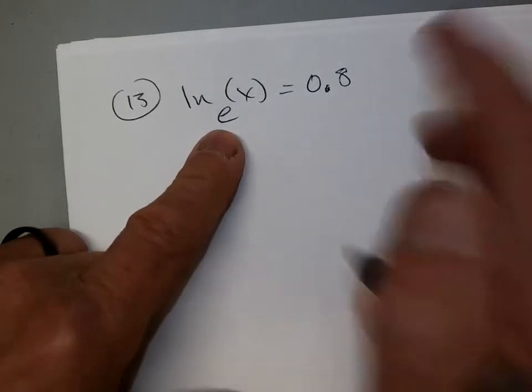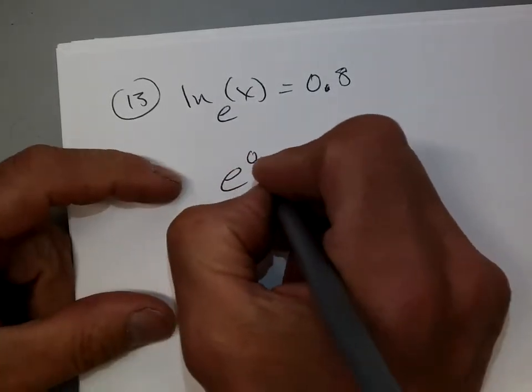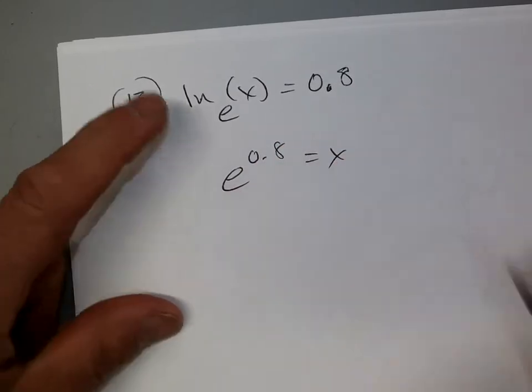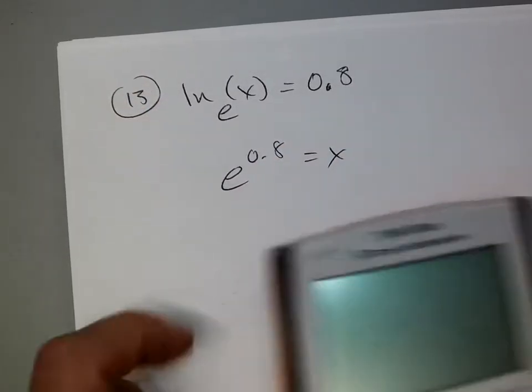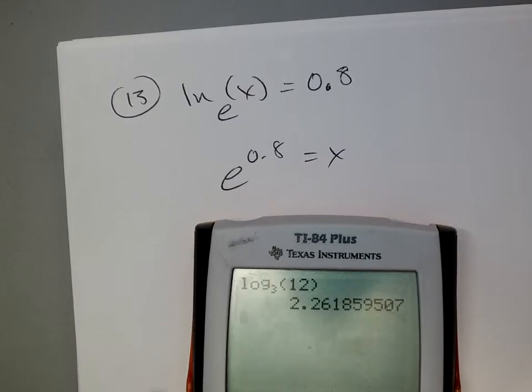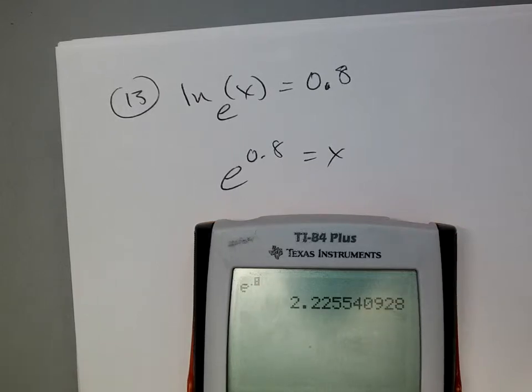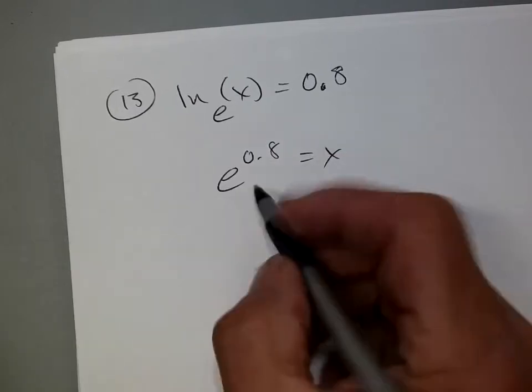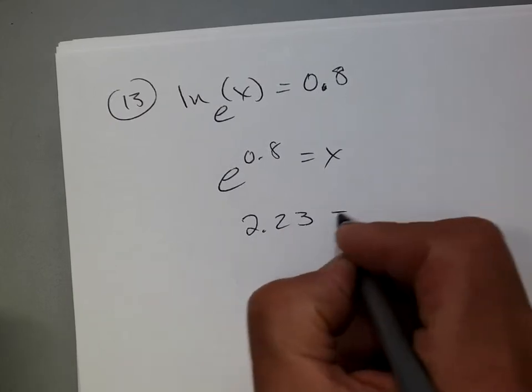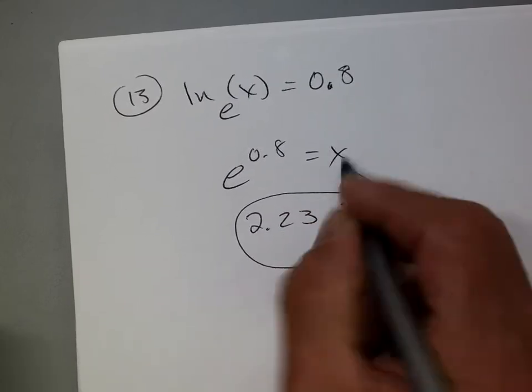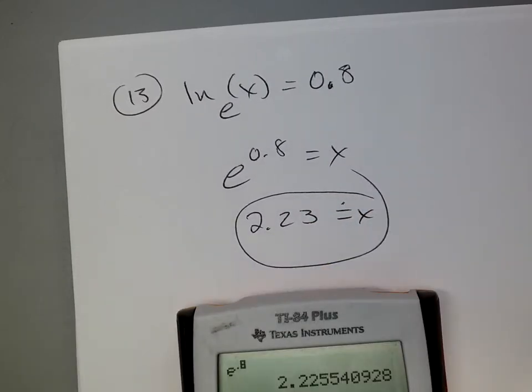E exponential. E to the 0.8 equals x. Use my calculator to get that value. I'm going to go e to the power of 0.8, about 2.23. How's that? Am I doing okay?